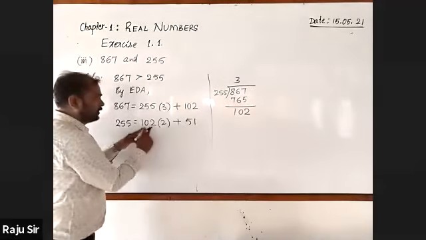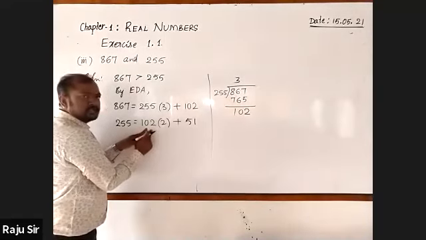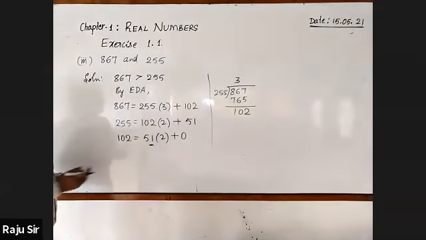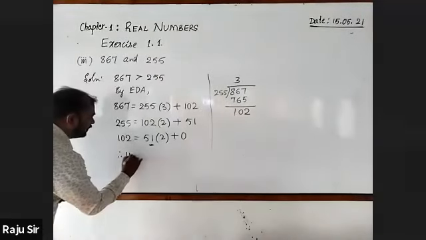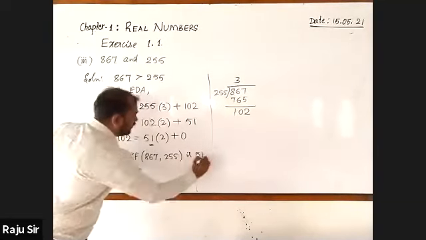Just continue. Divide 102 by 51. These two are very simple numbers. 51 into 2, sir. 102 is equal to 51 into 2 plus 0. Now 0 is the remainder, sir. 51 is the HCF. Therefore, HCF of the numbers 867 and 255 is 51.